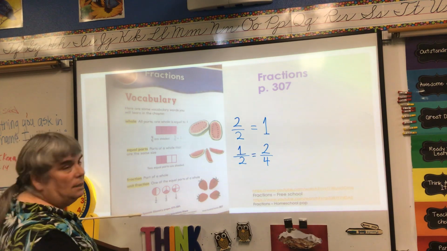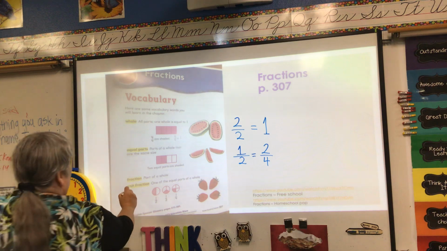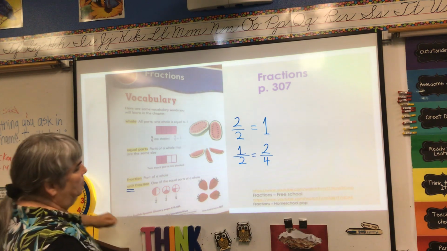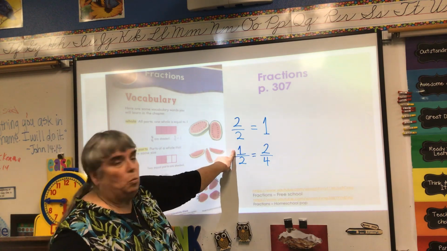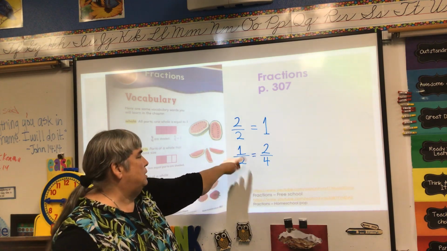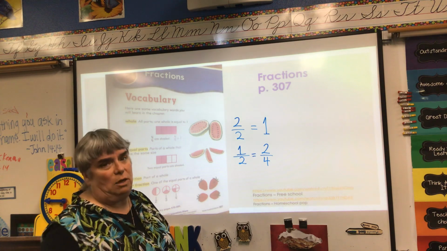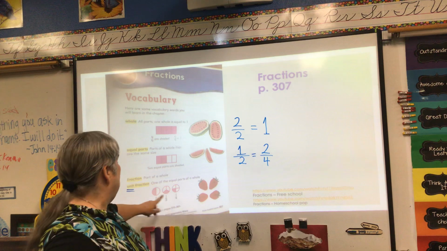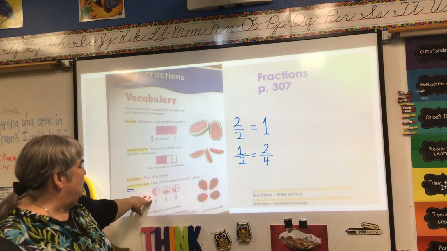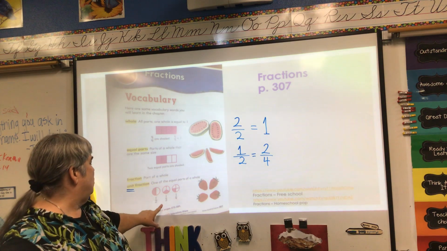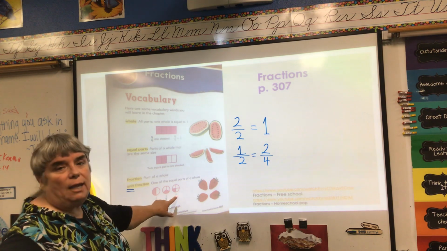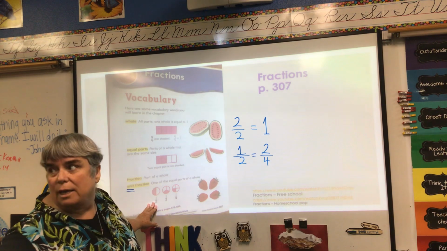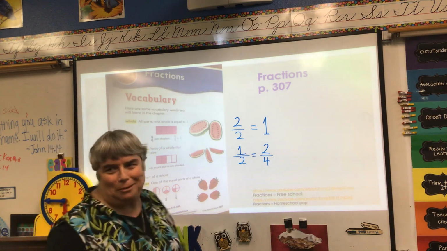Unit fraction. This is actually a very important term. A unit fraction is any time the top number is 1. So like in this one right here it says 1/2. That's called a unit fraction because there's only 1 unit on top. So they have an example right here of 1/2. They also have 1/3 and they have 1/4. All of these are called unit fractions.